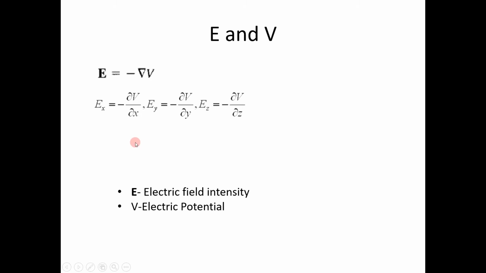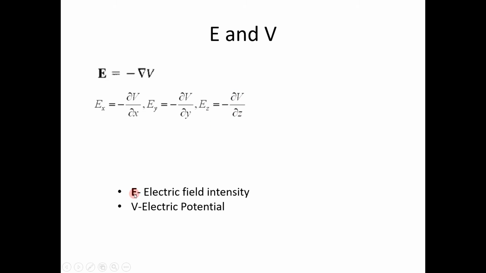So you can write the other way also. We wrote V as negative integral of E dot dl. Similarly, E can be written as negative gradient of V. By taking the derivative of V, you will get the components of E. E is a vector quantity and you are taking the gradient of V to get E. That means Ex, the X component, will be minus dou V by dou X. Y component of E will be minus dou V by dou Y. And Z component of E will be negative dou V by dou Z.